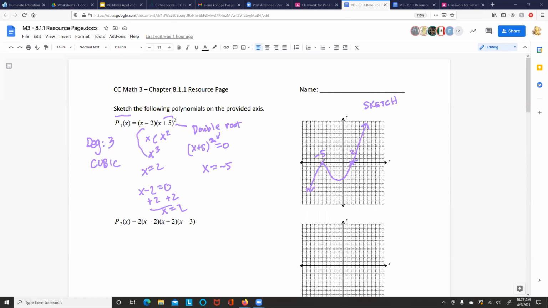Okay, if it's a double root, it's just going to touch there, and it's going to come off that point. If it's a single root, it's going to go through that point. And that is how I got that graph.